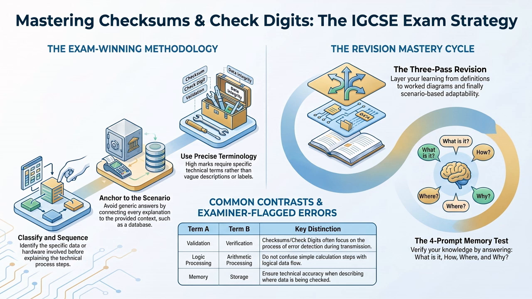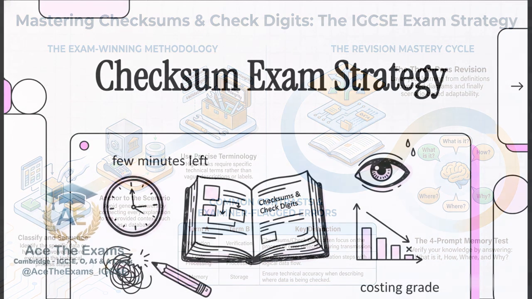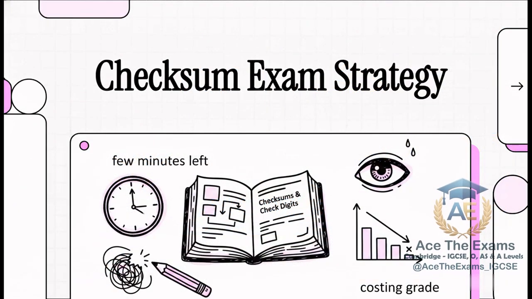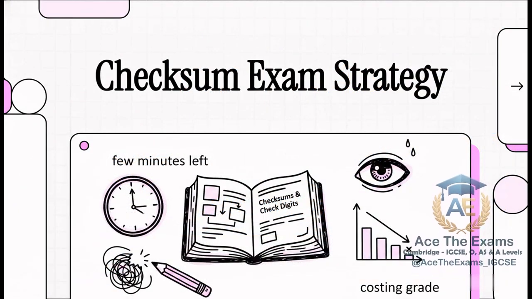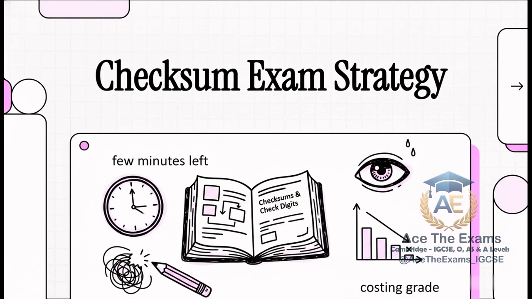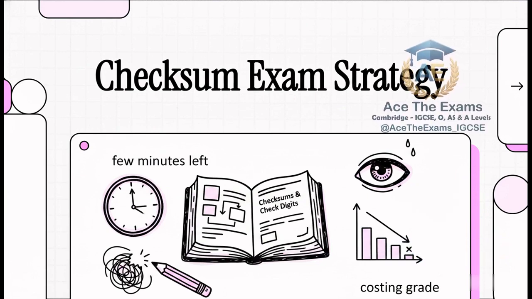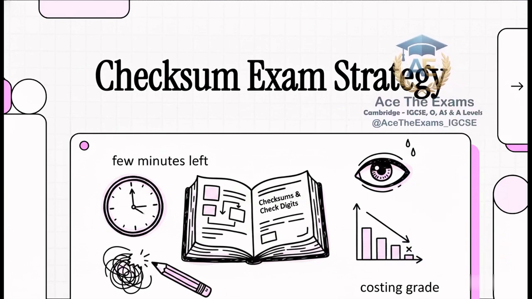Picture this. The invigilator announces you have exactly 3 minutes left. You flip the page and boom, a massive multi-part question on checksums and check digits is just staring back at you. If your exam timing and strategy are off, this exact moment is going to cost you your Cambridge IGCSE computer science grade. Let's fix that right now.